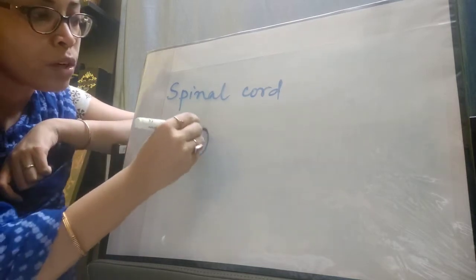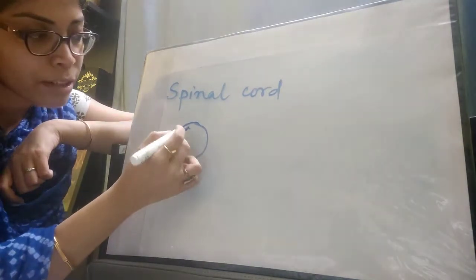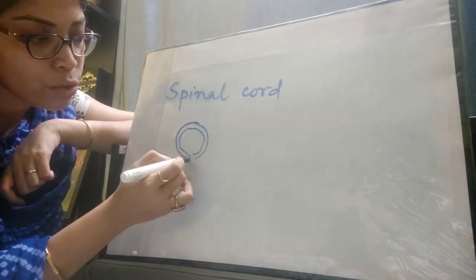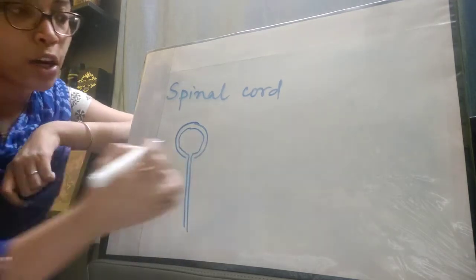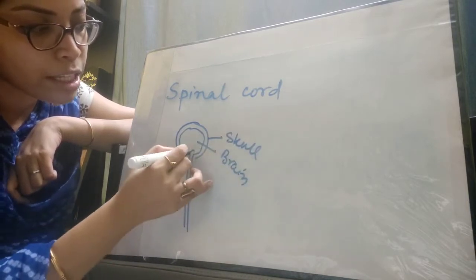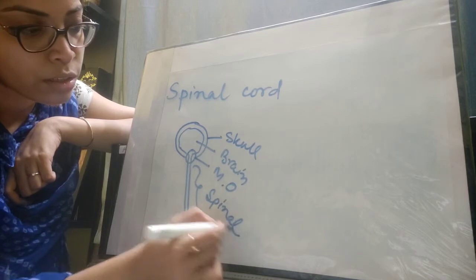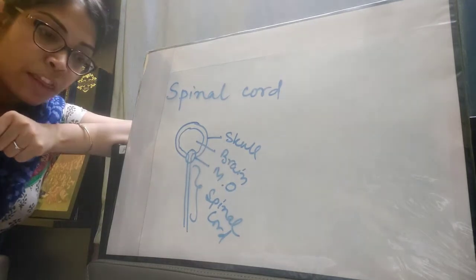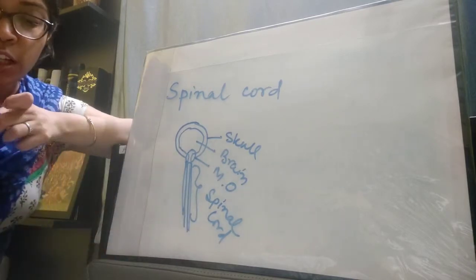Suppose this is the brain, and at the base of the brain there is a hollow, a hole. If this is the skull, within the skull there is a brain, and through the medulla oblongata it continues like this, and it continues like the spinal cord. So this is the skull, this is the brain, this portion is the medulla oblongata, and this portion is the spinal cord. This is how the spinal cord is connected to the brain. The vertebral column protects the spinal cord, so basically the vertebral column is the outside part of the spinal cord.